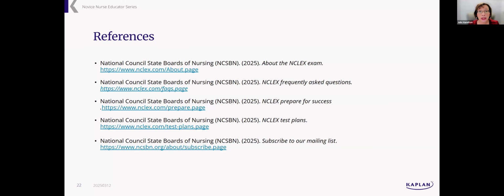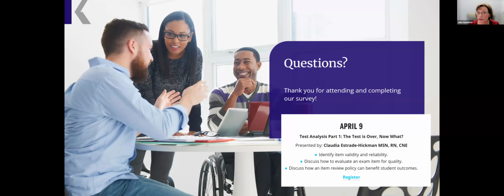And then subscribe to the NCSBN mailing list. You don't have to pay anything, but give them your email and they will keep you up to date. So that's a great way to keep up to date on the NCLEX. This is all the information I had.